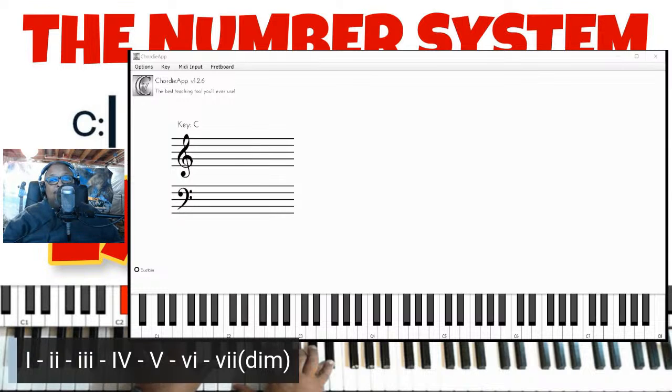And guess what? You're still playing 1 4 5 1, and then he takes the song up again. So now you're in the key of E flat. But again, all you have to remember is 1 4 5 1. You see what I mean when I say that when you understand the number system, it can really make it easy to change keys in a song.